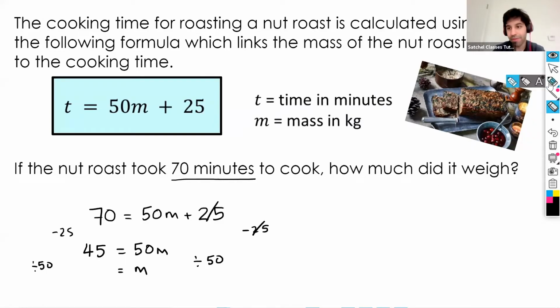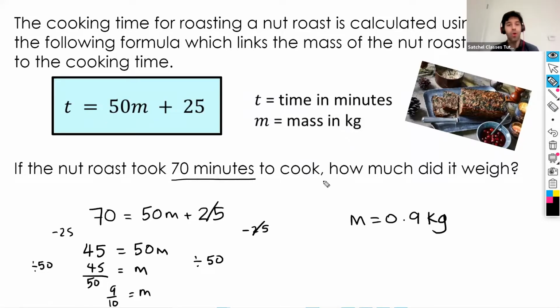And then 45 over 50 is going to be equal to, if we divide both sides by 5, 9 over 10. So m is equal to 9 over 10, and 9 over 10 is equal to 0.9. So m is equal to 0.9 kg. That was the mass of the nut roast. So by simply rearranging the formula, making m the subject, we can find the mass.